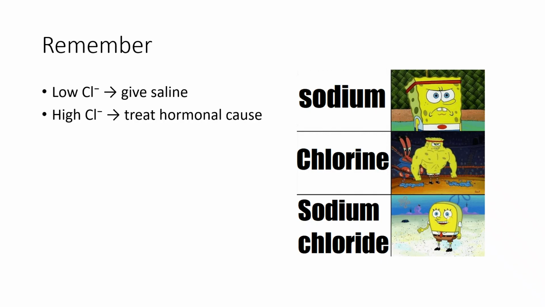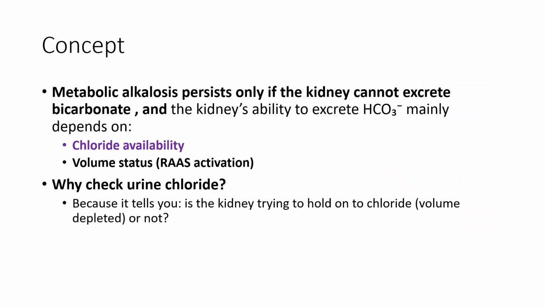So what you need to remember is that if you have low urinary chloride, give saline and it will respond to it. The metabolic alkalosis will improve. If the urinary chloride is more than 20, that means there is some hormonal issue leading to this metabolic alkalosis. So the concept we discussed is that metabolic alkalosis persists only if the kidney cannot excrete bicarbonate. And the kidney's ability to excrete bicarbonate depends on the availability of chloride along with the volume status, because RAS controls aldosterone, which controls H+.